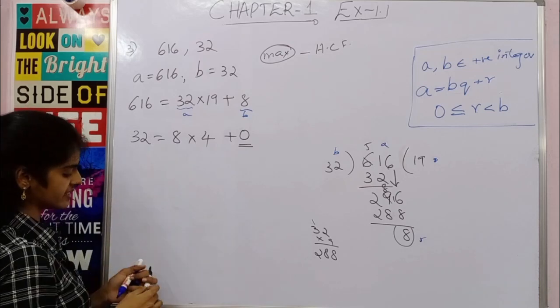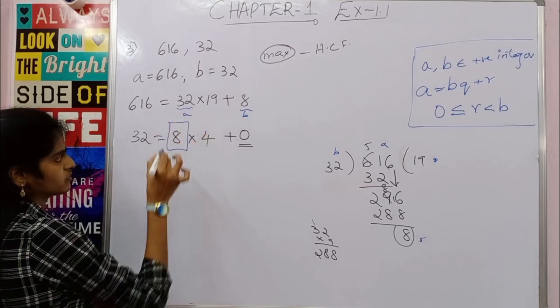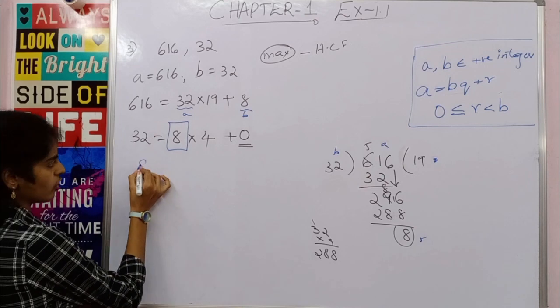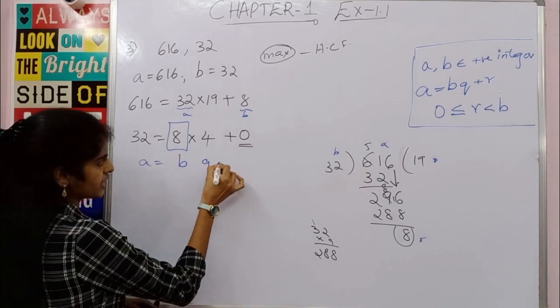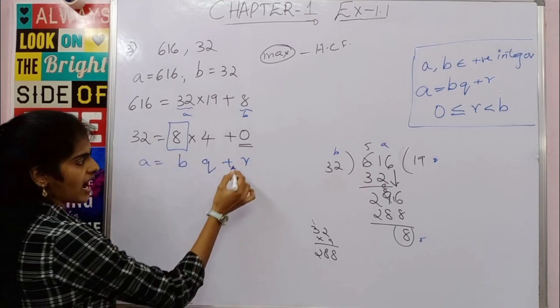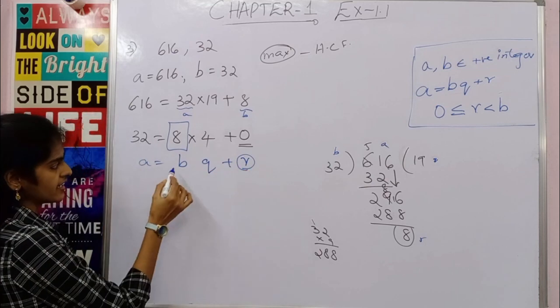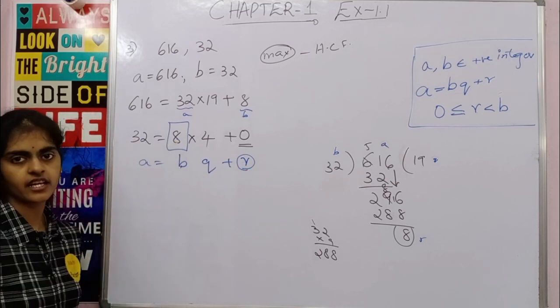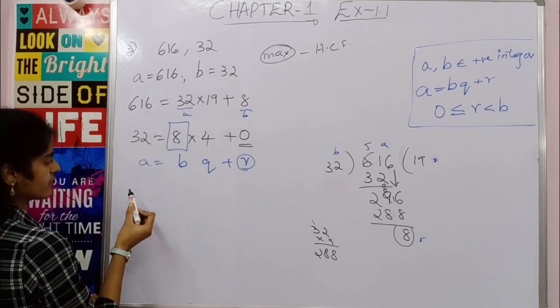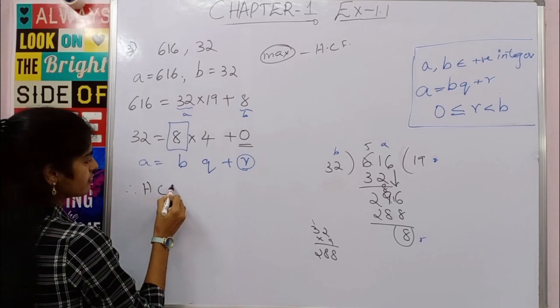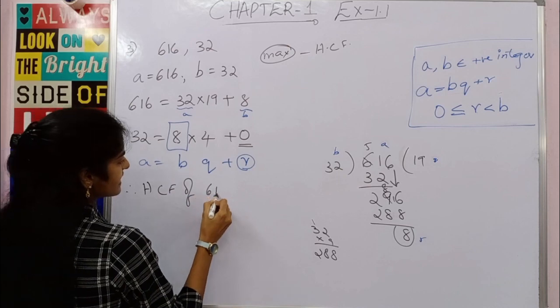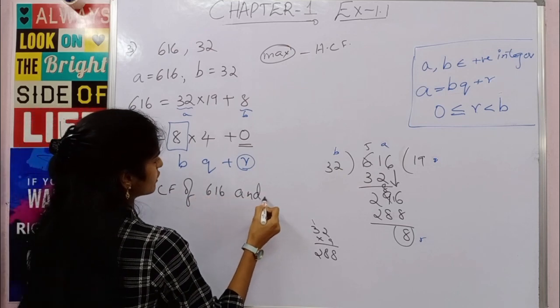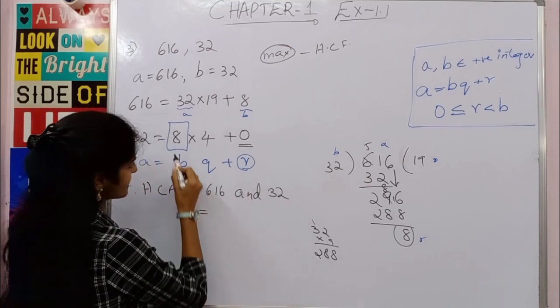HCF is nothing but this B value. This is of the form A is equal to BQ plus R. Now R is 0. What is B? B is 8. Comparing, this 8 is nothing but the HCF. So therefore the HCF of 616 and 32, how much did you get? You got it as 8.